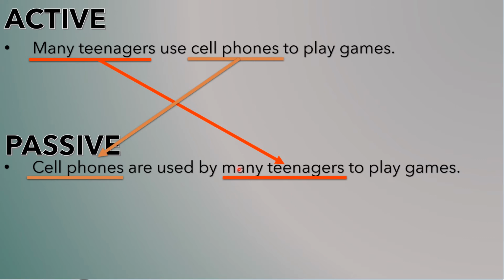Remember, the agent is usually introduced with a by phrase. All right, so the sentence will become: many teenagers use cell phones to play games. Cell phones are used by many teenagers to play games. This is how we form passive.